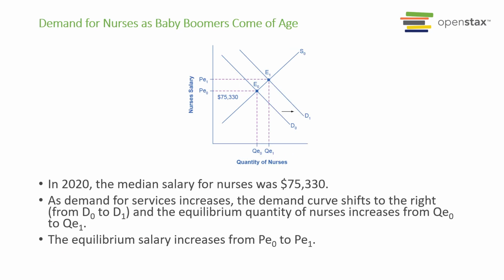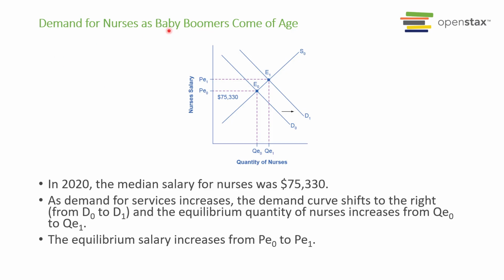Let me take a look here. So, okay, here is a good example from your textbook. This is the demand for nurses as the baby boomers come of age. Baby boomers are that group of babies that was born post-World War II. They're now old people. And so you can see that's kind of a shock to the system, where all of a sudden there's a lot of older people around. And older people tend to need more medical services than younger people do. All right, so baby boomers come of age.